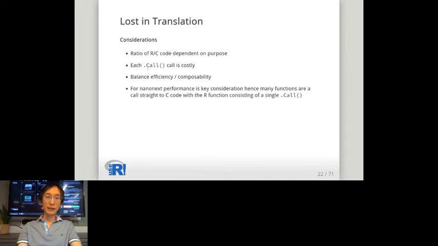For NanoNext itself, performance was the key consideration, so hence many functions are called straight down to C code, and the R function is just a single dot call, as you saw in the previous example.